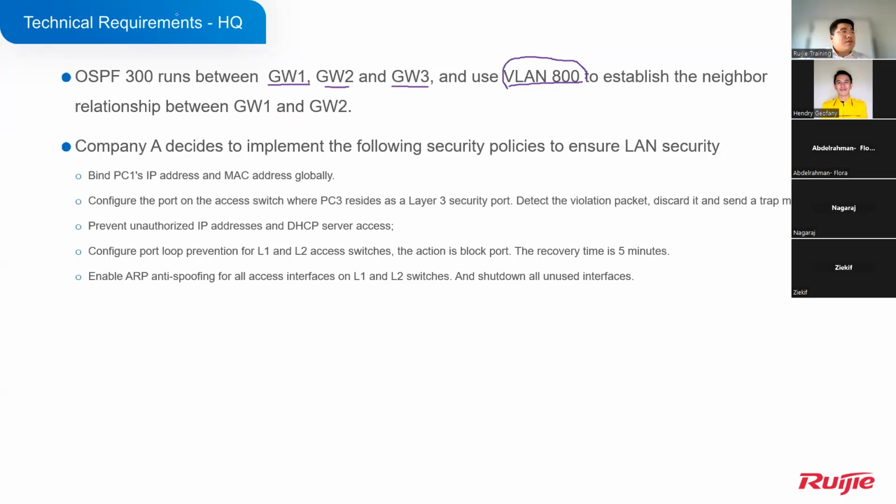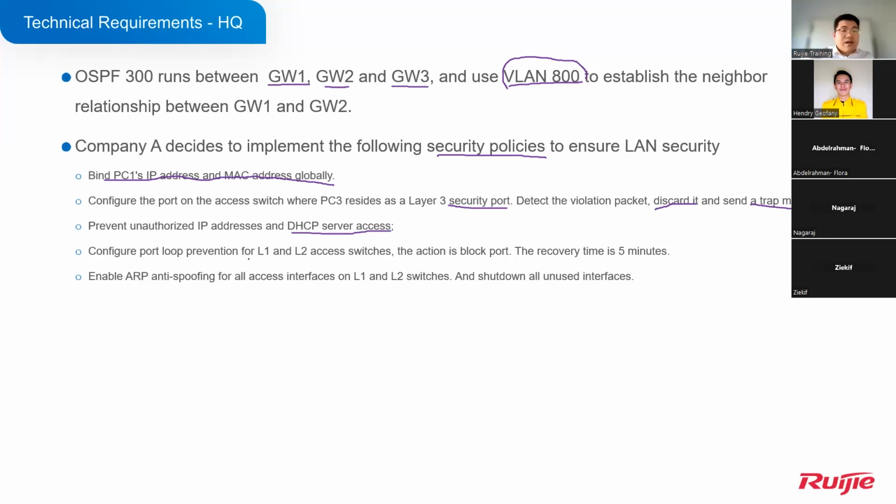Next is about the security policies. Global secure address binding: bind PC1's IP address and MAC address globally. Configure the port on the access switch where PC3 resides as a layer 3 security port, and detect the violation packet, discard it, send a trap. This is about the action we take when we detect the violation. Prevent unauthorized IP address and DHCP server access. This requirement is about DHCP snooping.